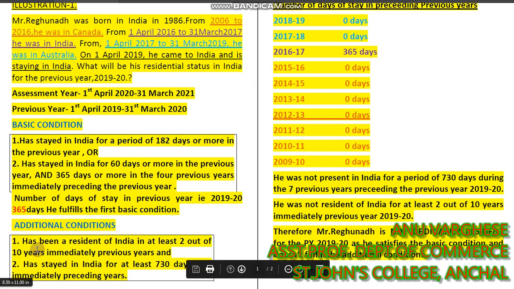Okay, so he is not fulfilling the first additional condition. Look at the table. Here you can see that only in 2016-17 he is in India and his days of stay is 365 days. So he is not a resident of India for at least 2 out of 10 years. He is resident only for 2016-17. So he is not fulfilling the first additional condition.